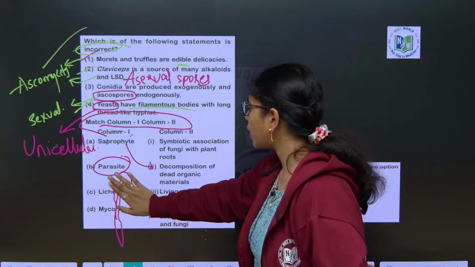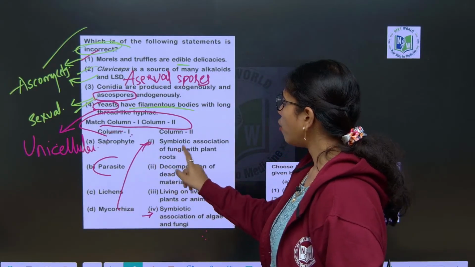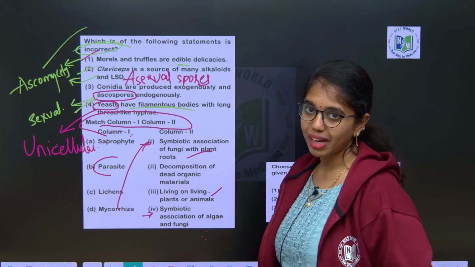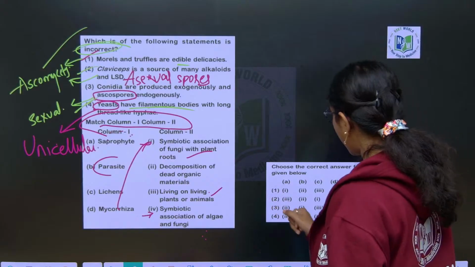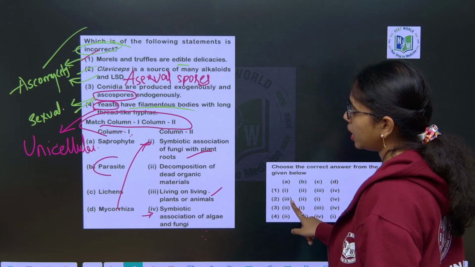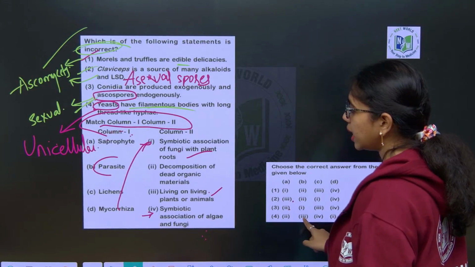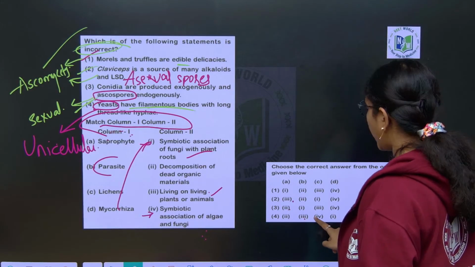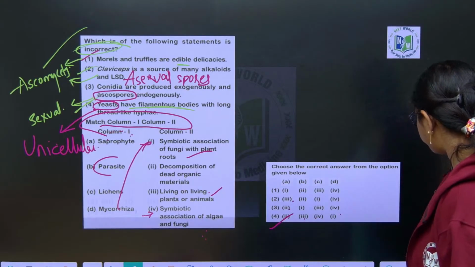Mycorrhiza is a symbiotic association of fungi with roots of higher plants like Pinus. So, here if you clearly look into the options, A is 3, A is 2, B is 3, C is 4 and D is 1. Option 4 is the correct answer.